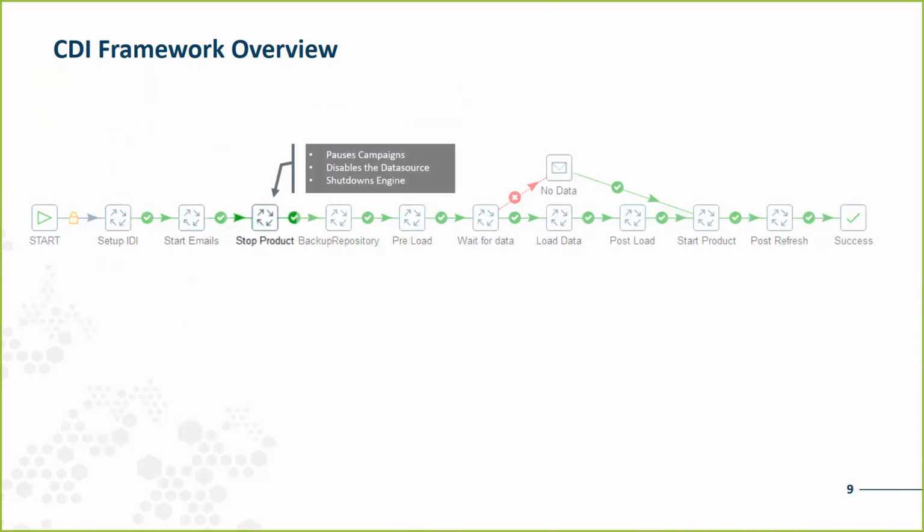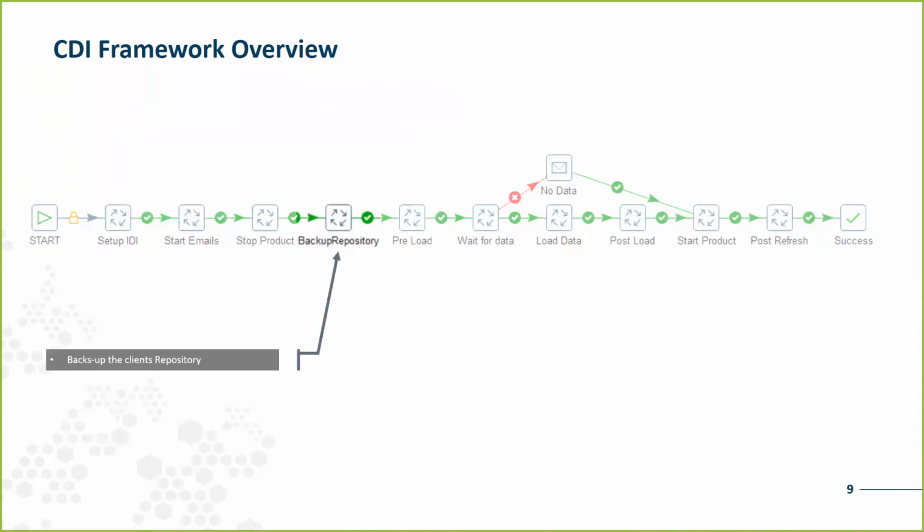We then go on to pause all campaigns, we disable the data source, and then shut down engine. We then back up the client repository. So we've got a few options for this, but the one we currently use is we snapshot the entire disk because it's run on Amazon AWS.